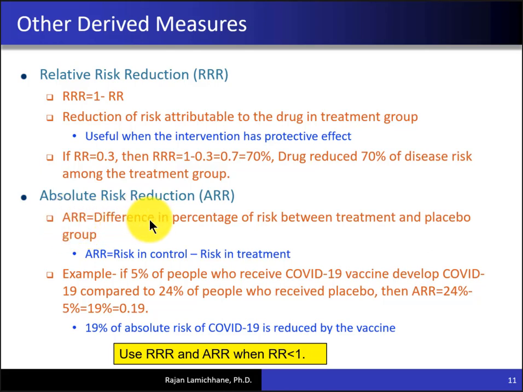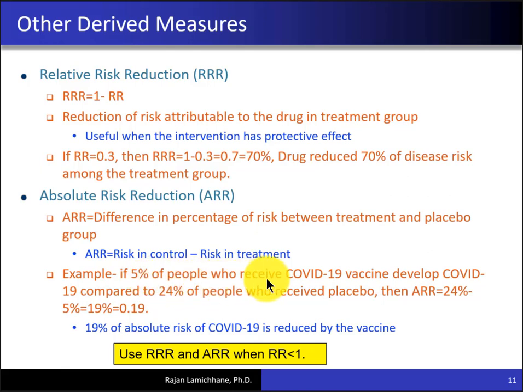Attributable risk reduction, or absolute risk reduction, you can think of as a difference in percentage of risk between the treatment and placebo groups. It is very similar to the attributable risk, but instead of taking the risk in treatment minus risk in control, we are taking the risk in control minus risk in treatment. It is only applicable when relative risk is less than 1, or when there is a protective effect of the drug.